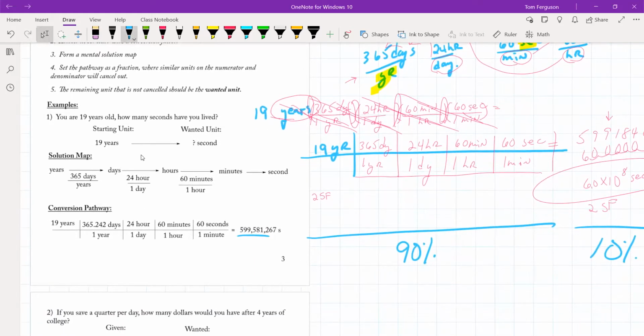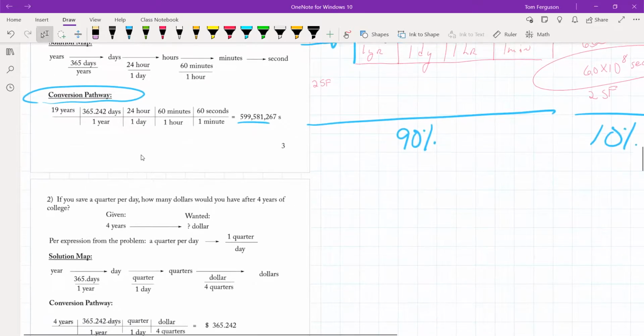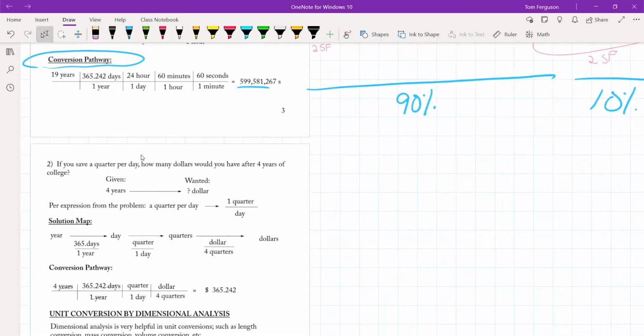Okay, our notes call that a conversion pathway. What we're doing is we're just linking conversion factors together to get us from the given to the calculated. We have to make sure we put the conversion factors in such a way that the units cancel appropriately, so we are left with what we're trying to calculate.